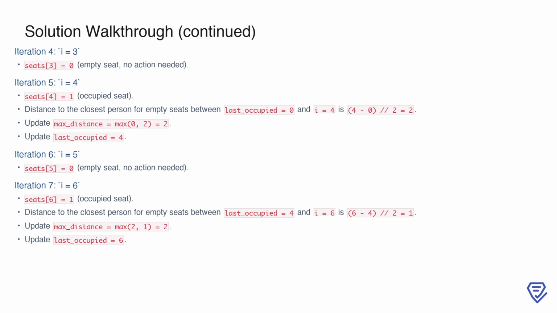At i equals 5, the seat is empty, so no action is needed. Finally, at i equals 6, we encounter another occupied seat. The distance to the closest person for the empty seats between last_occupied equals 4 and i equals 6 is calculated as (6 - 4) // 2 equals 1. We compare this with the current max_distance of 2 and find that it does not exceed it, so max_distance remains 2. We then update last_occupied to 6 to mark the position of the last occupied seat.